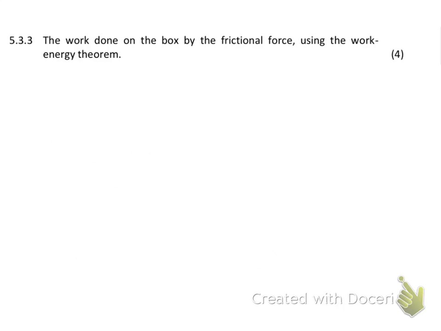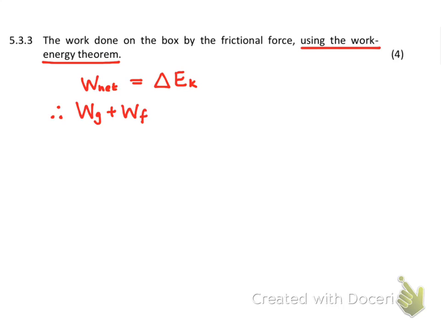Right, 5.3.3. Work done on the box by the frictional force using the work energy theorem. Now when they give you that proviso, you have to start with the work energy theorem, W net equals change in kinetic energy, delta Ek. Now in this case, the net work is the sum of all the works, and so those are the forces doing work, the force due to gravity, and the work done by the force due to friction. So the work done due to gravity and the work done due to friction.